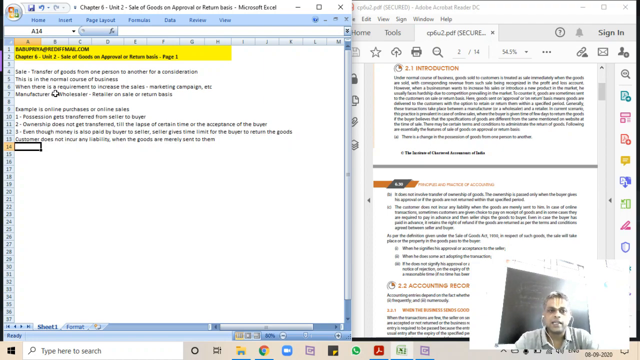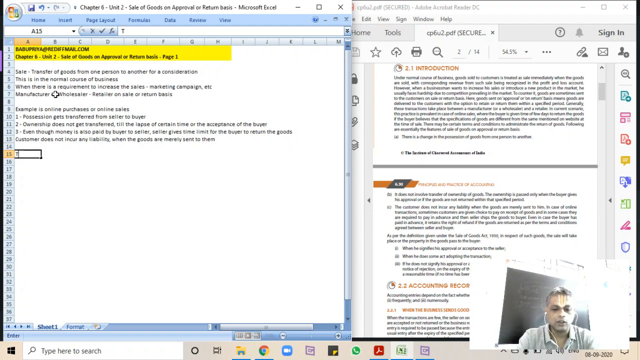Possession gets transferred from seller to buyer, but ownership does not get transferred until the lapse of time or until the buyer signifies his acceptance through any means, even though the money is also paid by the buyer to the seller. The seller gives time for the buyer to return the goods. So the customer does not incur any liability when the goods are merely sent to them, right?